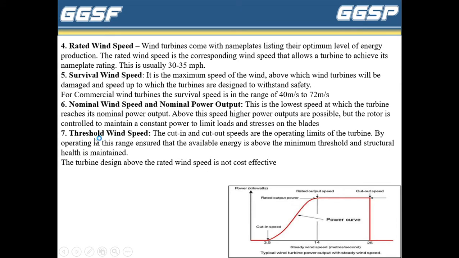Let us see the threshold wind speed. The cut-in and cut-out speeds are the main operating limits of the turbine. Operating in this range ensures that the available energy is above the minimum threshold and structural health is maintained. The turbine design above the rated wind speed is not effective.